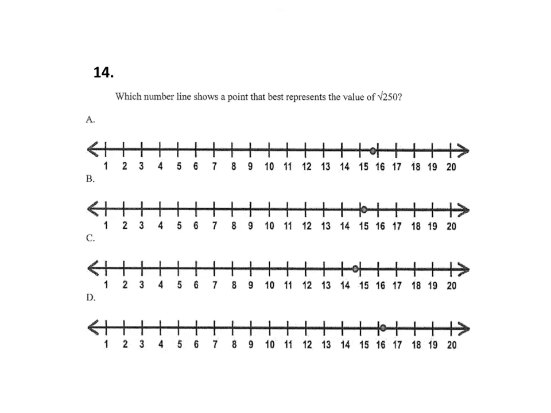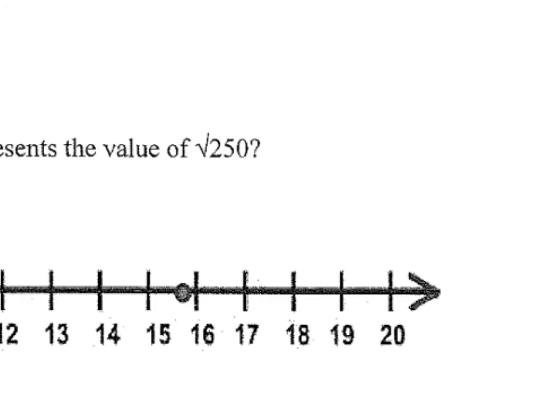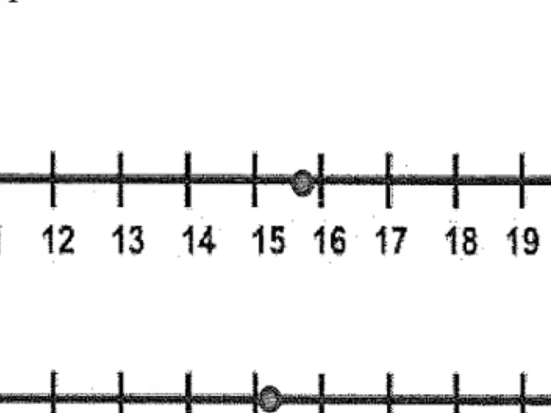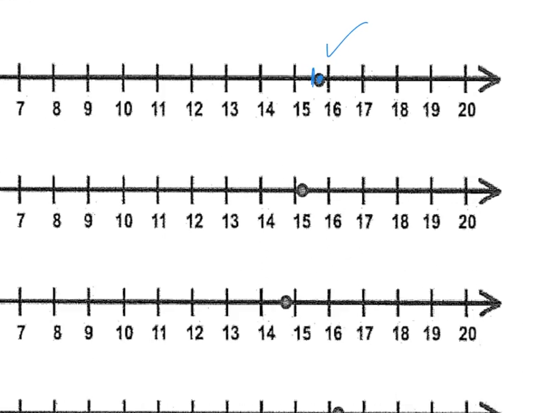Final problem on the review says which number line shows a point that best represents the value of 200 square root of 250. So if they give you something like that, figure out what the value is, plug it into the calculator. And that comes out to about 15.8, so a little over halfway past 15. So I'm going to take a look at each one of these. Here's the halfway point. That's a little bit after. That looks pretty good to me.